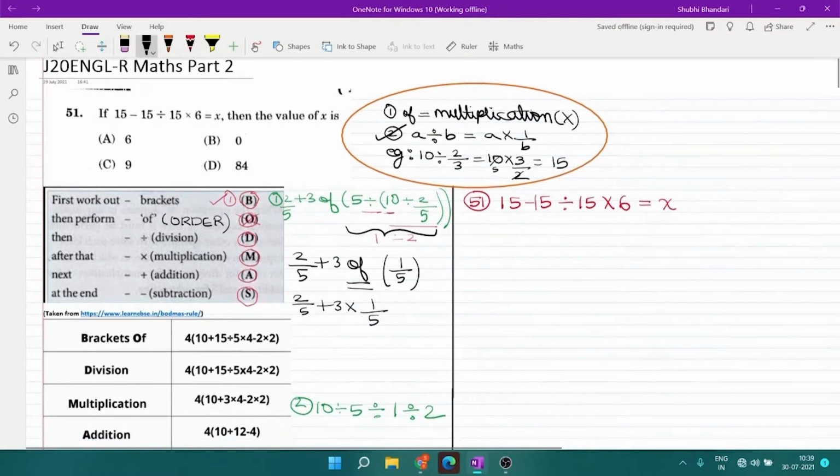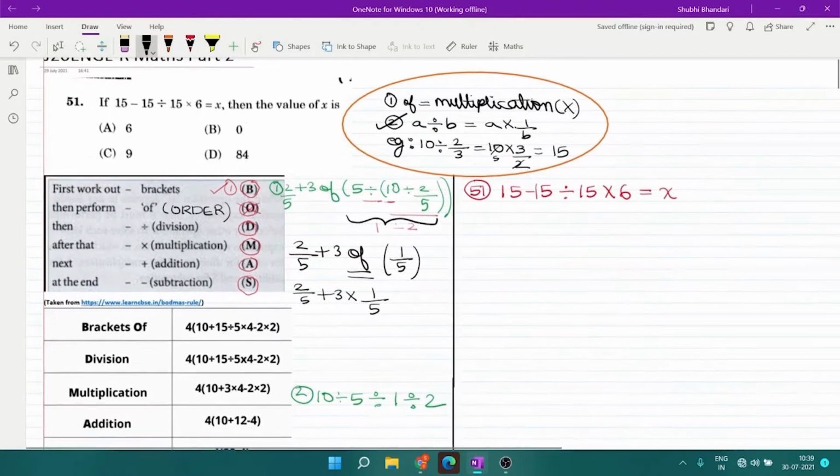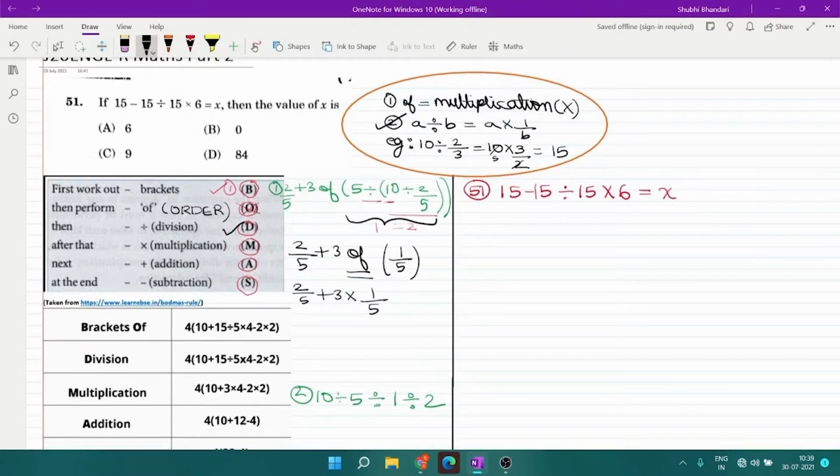Now let's apply BODMAS. B, bracket, is there any bracket? No. O, we don't know yet. D, is there any division here? No. M, is there any multiplication here? Yes, 3 into 1 by 5. So this becomes 2 by 5 plus 3 by 5. Now is there any bracket? No. Order? No. Division? No. Multiplication? No. Addition? Yes. 2 by 5 plus 3 by 5 becomes 5 by 5, and cancelling 5, it becomes 1. So the final answer is 1.